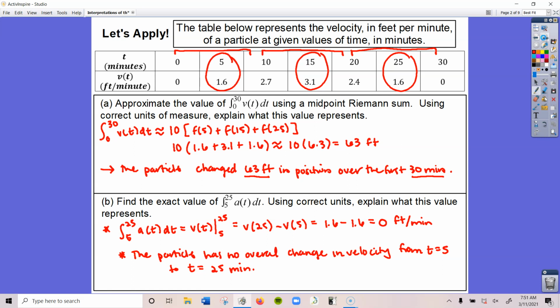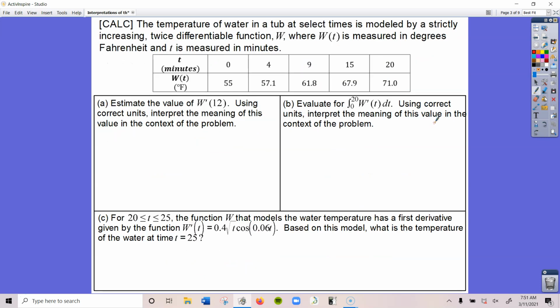Now let's look at a couple of calculator examples. Here it says that the temperature of water in a tub at select times is modeled by a strictly increasing twice differentiable function w, where w of t is measured in degrees Fahrenheit and t is measured in minutes. Now just so you know, twice differentiable means that we can take w and find its derivative twice. That's all that means. Okay, and now we also see that it is strictly increasing. So maybe that's something that we'll need, but just in case.